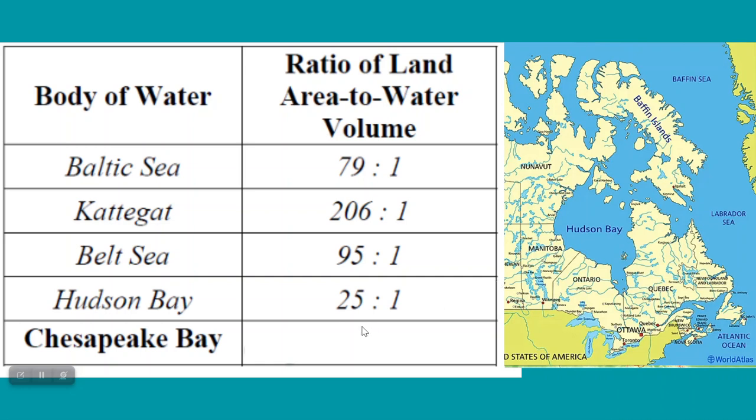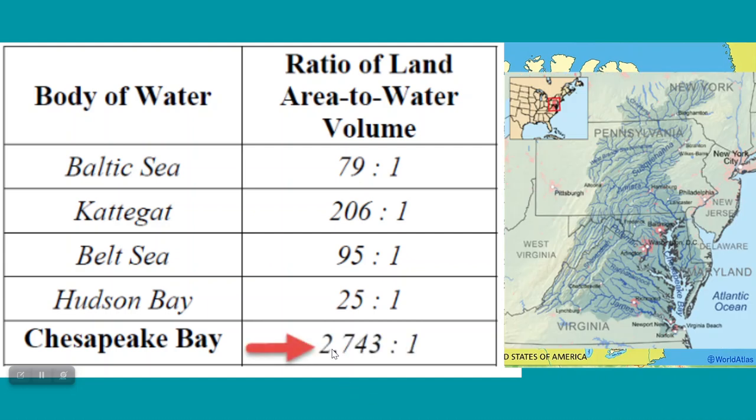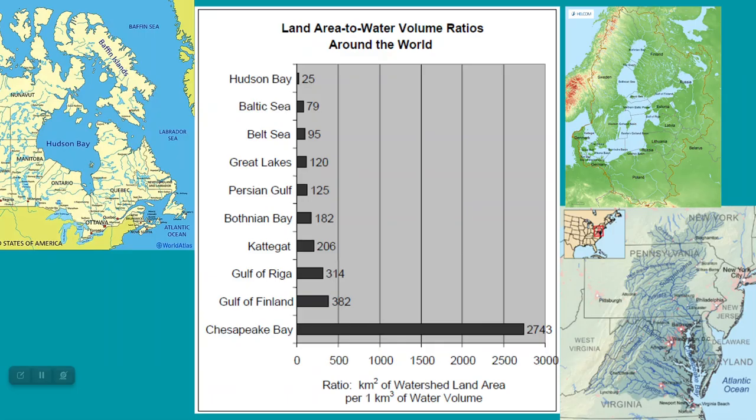The Chesapeake Bay, however, so much land to water. Check out this ratio. 2,743 to 1. So much land leading into a small amount of water. So this is the reason it's like the kiddie pool. And any small amounts of contaminants and pollution are going to have a big impact on our water quality.